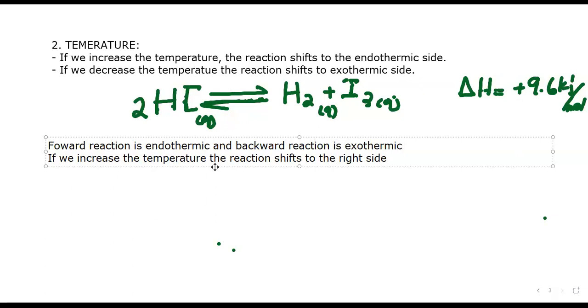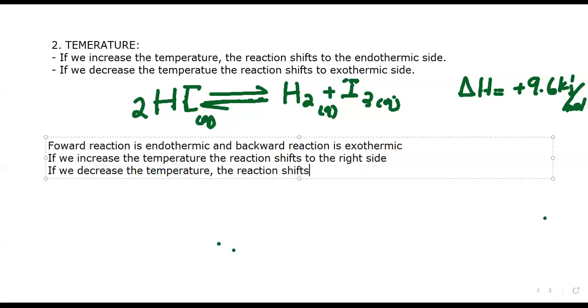So if we increase the temperature, the reaction shifts to the right side. And if we decrease the temperature, the reaction shifts to the left side. Now let's understand why this happens based on Le Chatelier's principle.